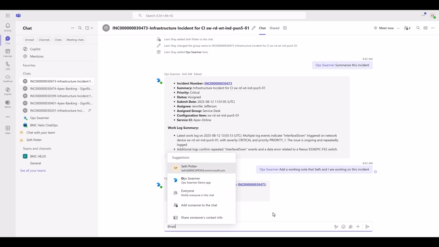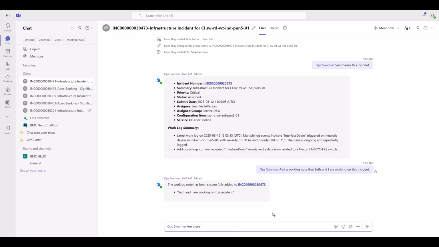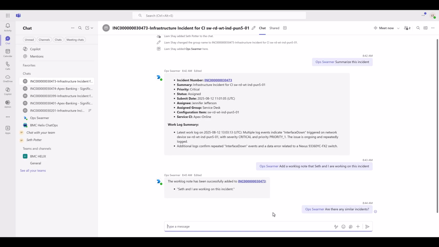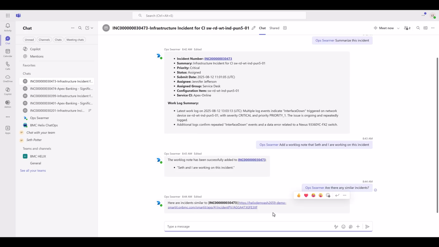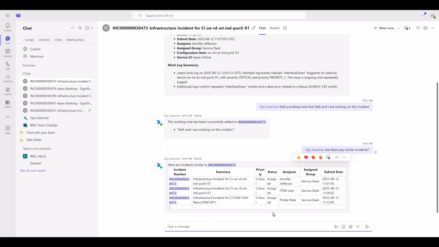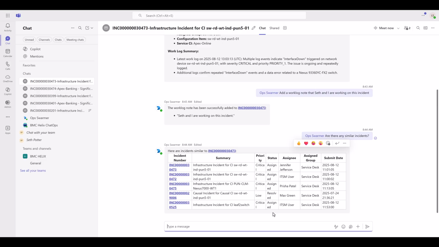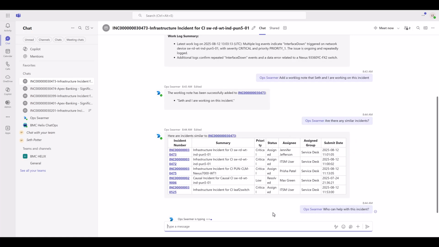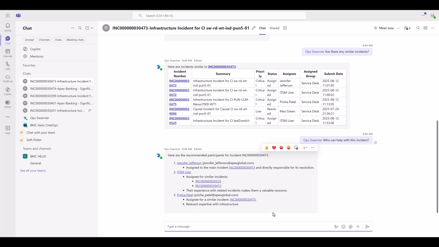He starts his analysis by asking the Ops Swarmer agent to show him any similar incidents that have occurred. A hyperlinked list of similar incidents is returned that he can investigate further if needed. In case he needs additional help, he asks Ops Swarmer for recommendations on who can resolve this issue. The agent will make swarm recommendations based on past incidents and on-call rosters from X Matters or PagerDuty.